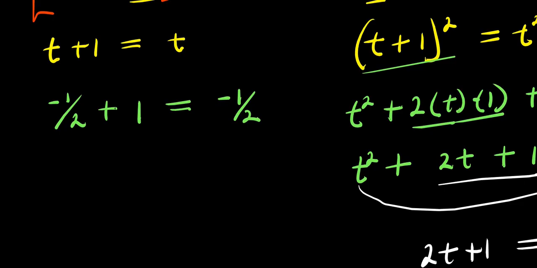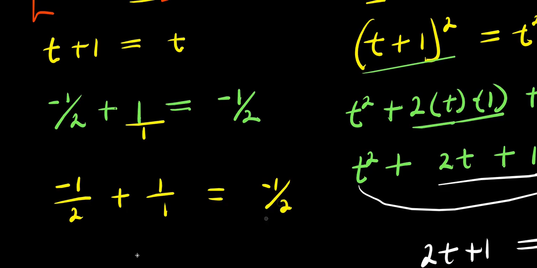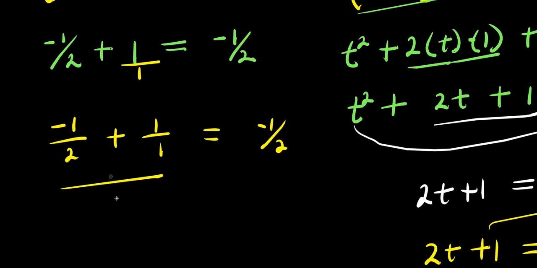So let's find out. What I'm going to have is this one, I can divide it by 1. So I can simply have negative 1 over 2 plus 1 over 1. Is it equal to negative 1 over 2? Let's find the common LCM here. And the common LCM is 2. I have 2 divided by 2, 1. 1 times negative 1, that is negative 1. Plus 2 divided by 1, 2. 2 times 1, that is 2. And this equals negative 1 over 2.